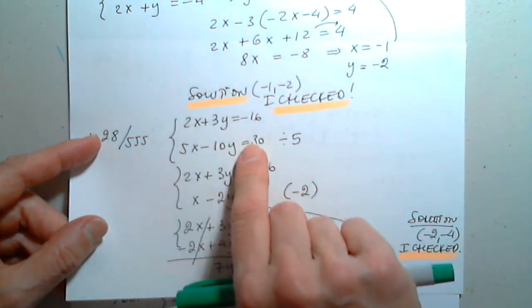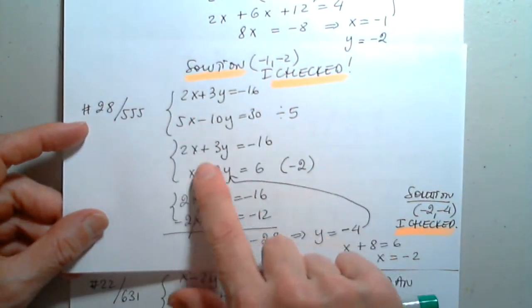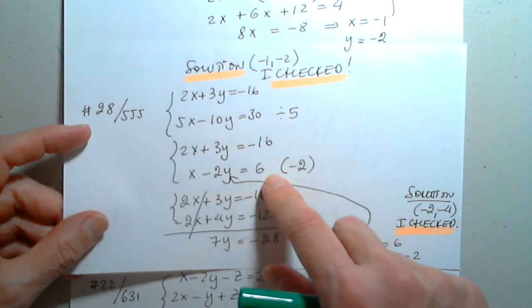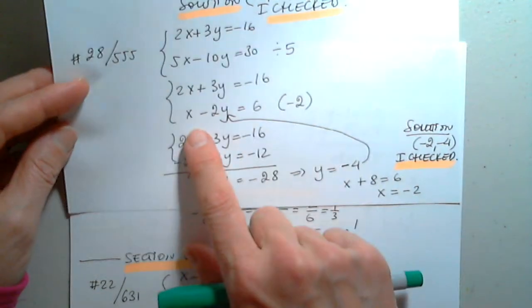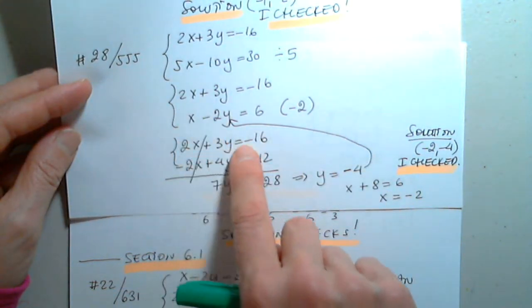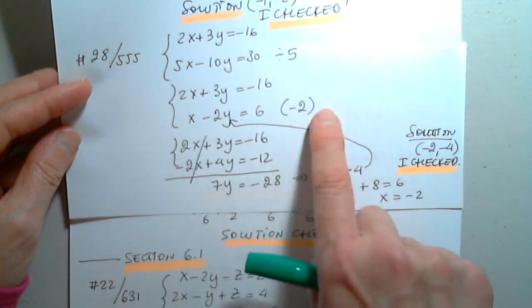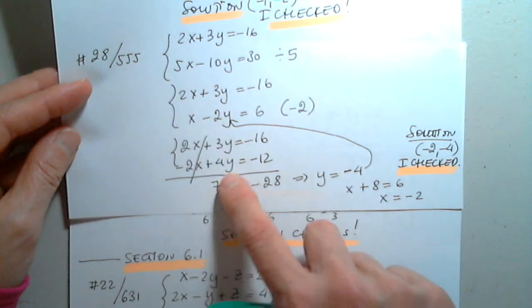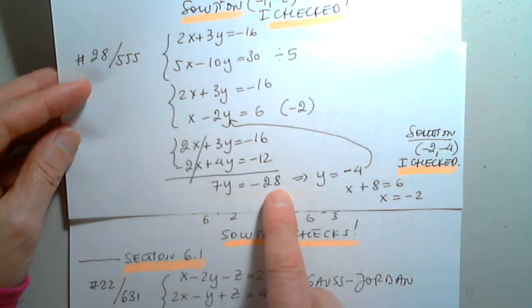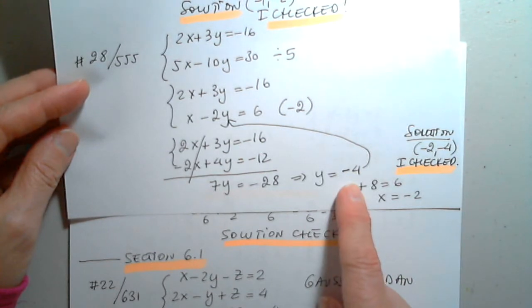first divide here by 5. So I copy the first equation and I divide this one by 5: 1, negative 2, and 6. And then I multiplied this equation by negative 2 to eliminate x. I copied 2x plus 3y equals negative 16, negative 2x plus 4y equals negative 12. This is gone, this is 7, this is negative 28. I got y equals negative 4.